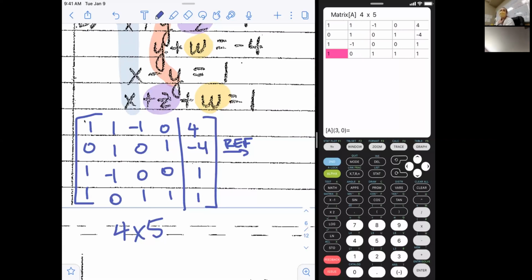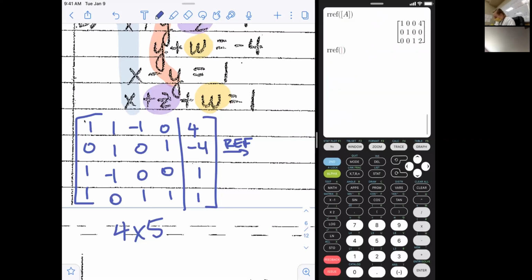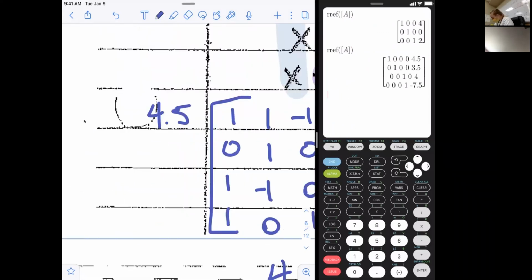So once you put your matrix in, I'm going to do RREF of it. So second matrix, go over to your math menu, not the real math menu, just in your matrix, go to math. And I'm going to press B, which is RREF, and I'm going to do that of matrix A, which I just changed to be my matrix. Okay. As you can see, that gives me my answers: 4.5, 3.5, 4, and then negative 7.5. So that means my x should be 4.5, my y should be 3.5, my z should be 4, and my w should be negative 7.5.